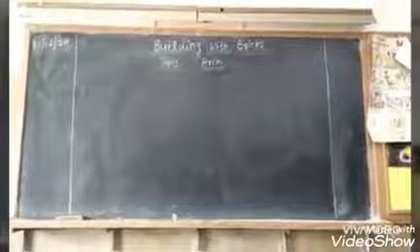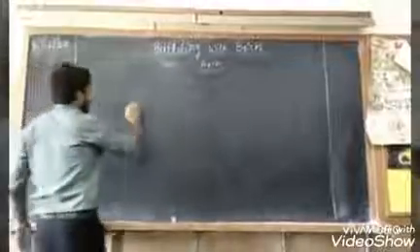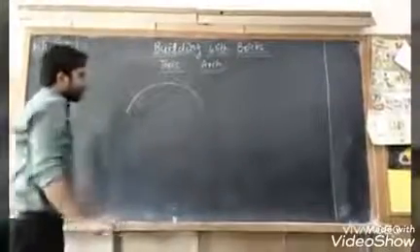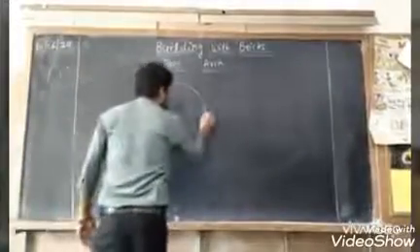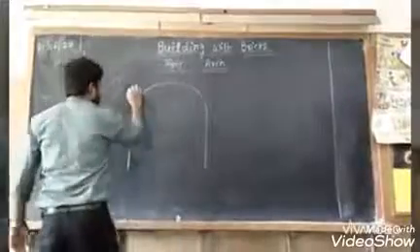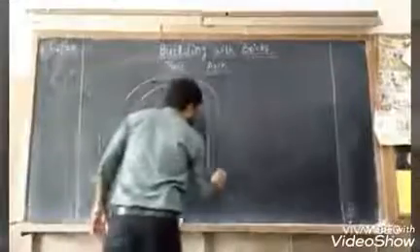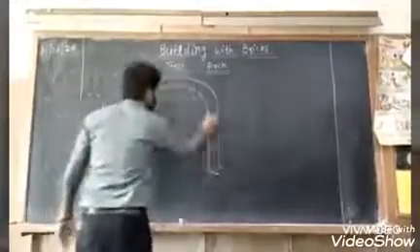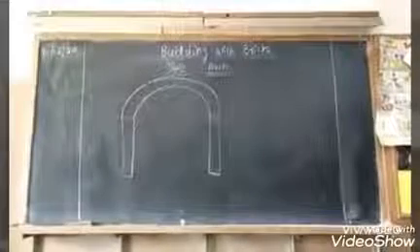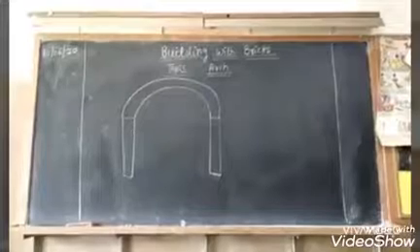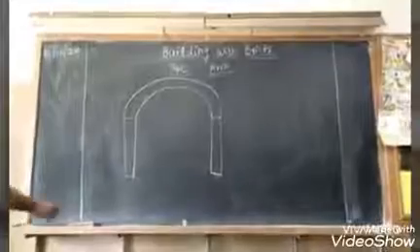Now, before we start, we will talk about the definition of arc. How does it look? Have you ever seen an arc? It is in a curved shape. So arc is in a curved shape and supported by two pillars. So this curved shape on the top is an arc.